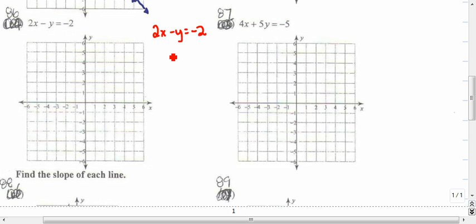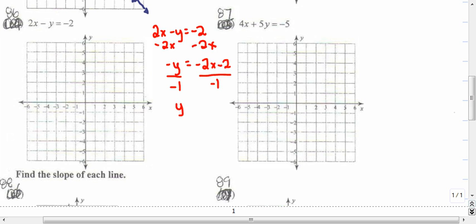So the first thing we're going to do is subtract 2x from each side of the equation, which would get me negative y equals negative 2x minus 2. But I don't have y equals mx plus b yet. I need y by itself. So I have to divide both sides of the equation by -1 because I have a negative y.